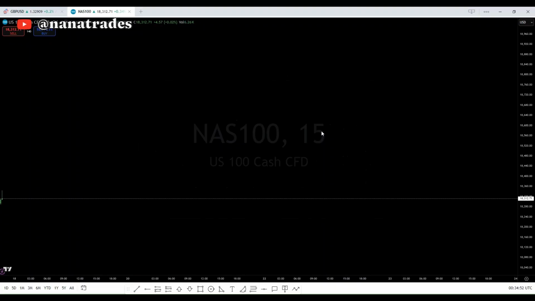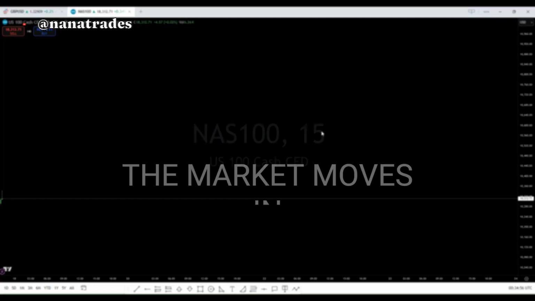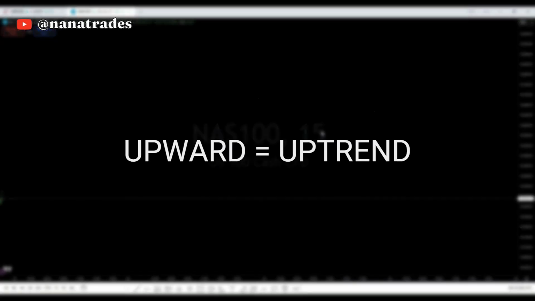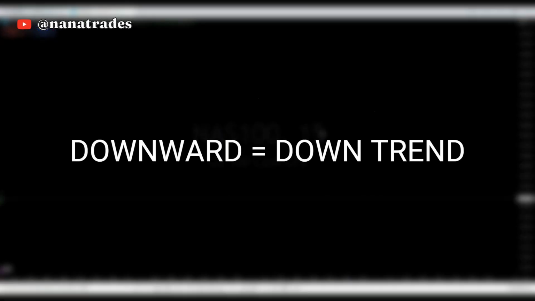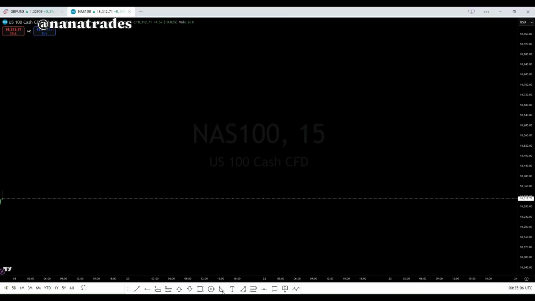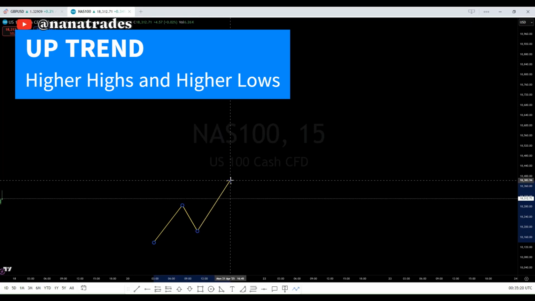Alright, so we are going to be starting with trends. What are trends? Basically, the market moves in three ways. It's either the price is moving upwards, downwards, or sideways. So when we say an uptrend, what we mean is that price starts at a lower level, pushes higher, creates a higher low, then goes ahead to create a higher high.